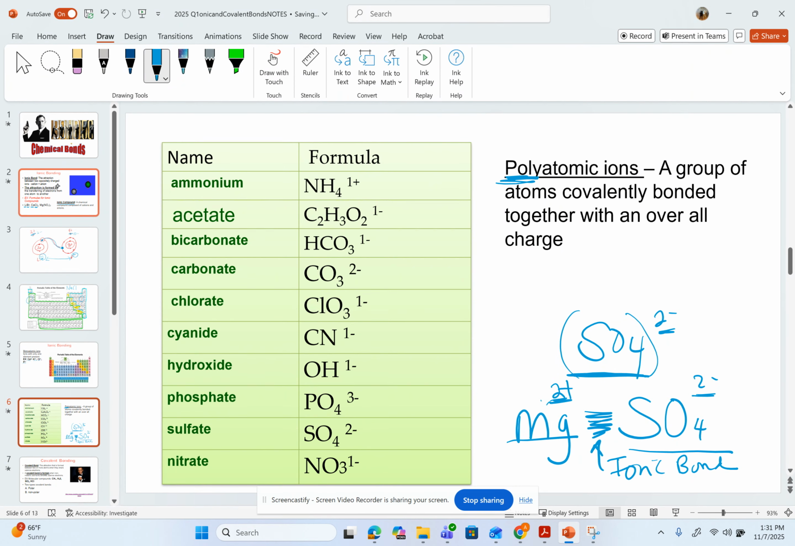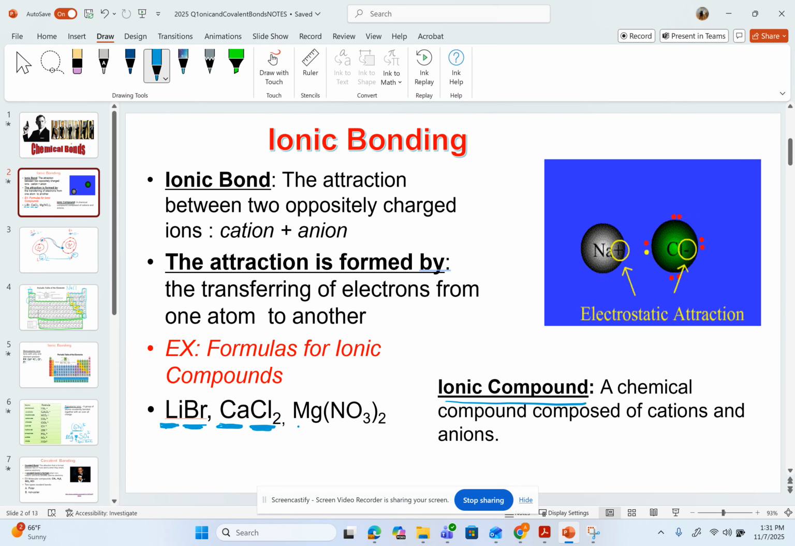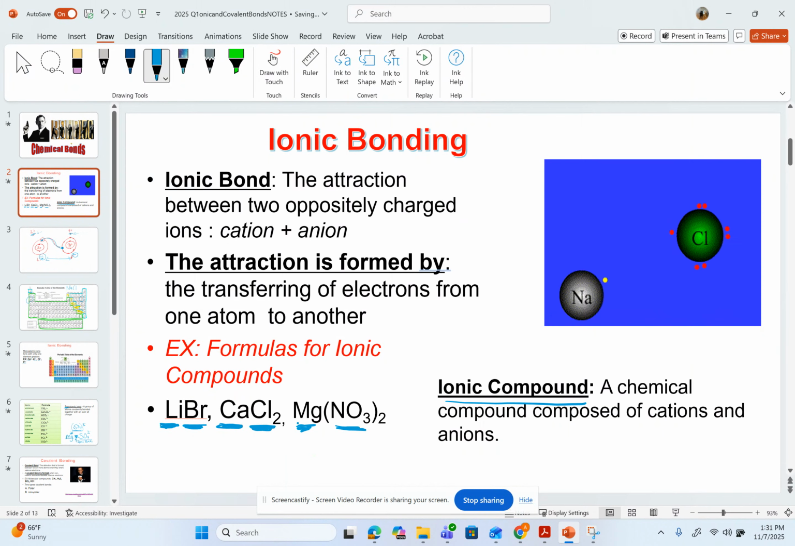So when I had this example here, this is magnesium and this is nitrate. So this is an ionic compound. Our ionic bond comes between the magnesium and the nitrate. Here, our ionic bond comes between the calcium and the chlorine, and here, the bond is between the lithium and the bromine. Since these all have ionic bonds, they're called ionic compounds.